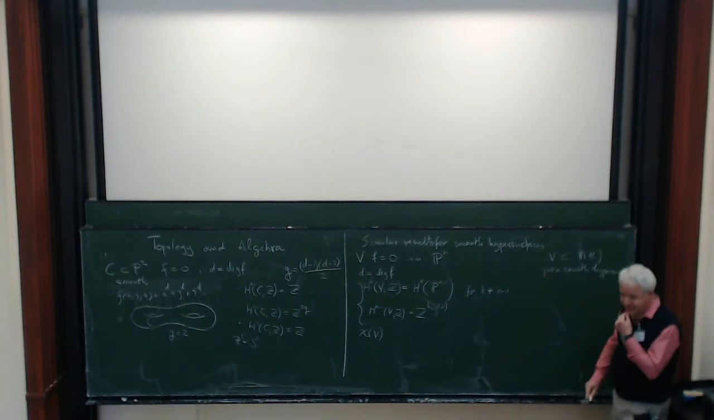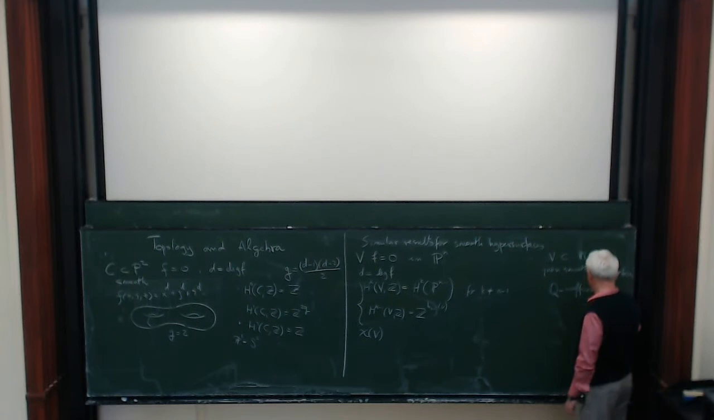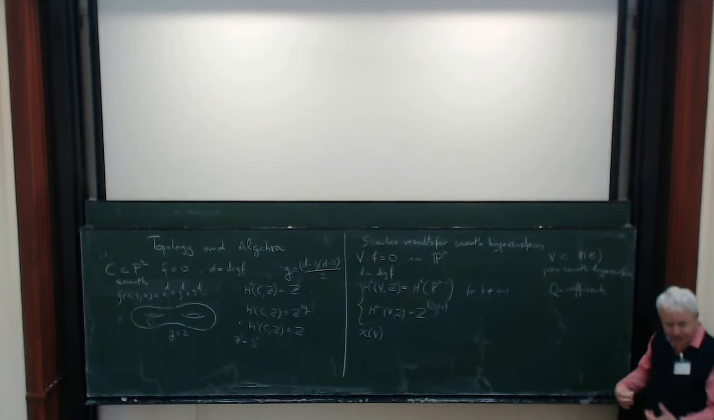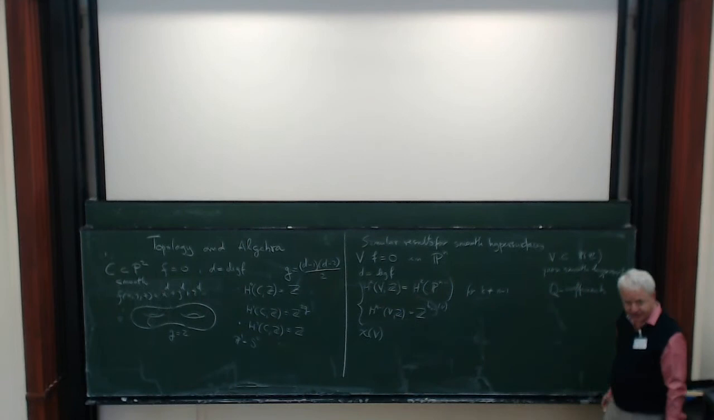And essentially, you have the same result as soon as you use Q coefficients. So maybe there are some nasty torsion appearing, but if you are not interested in torsion, if you want only Betti numbers, so if you use Q coefficients for the cohomology, then exactly the same results hold. Right?